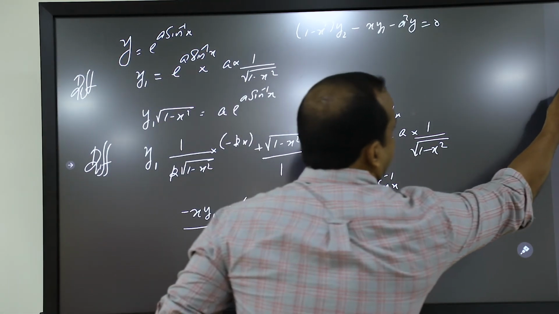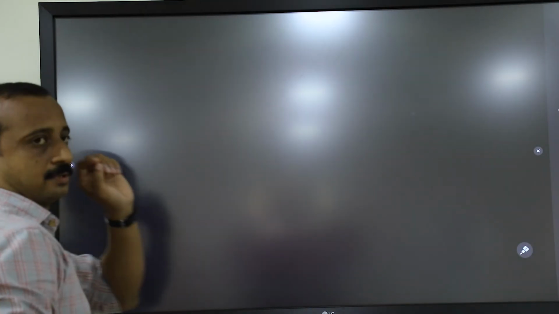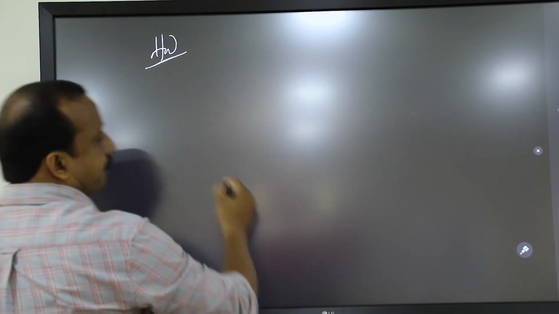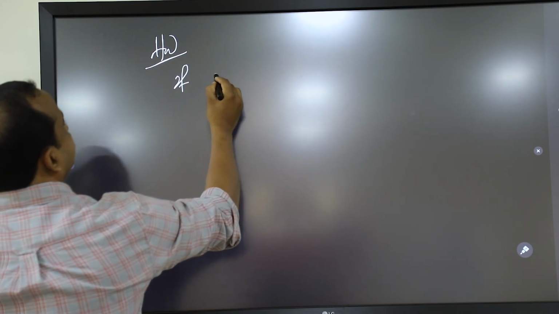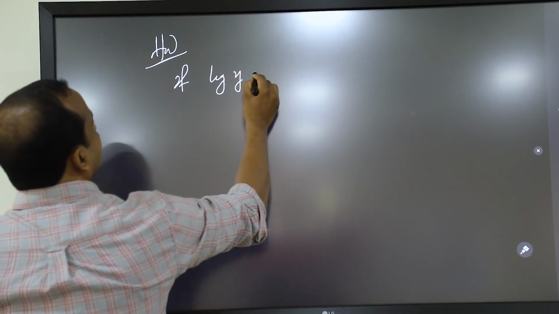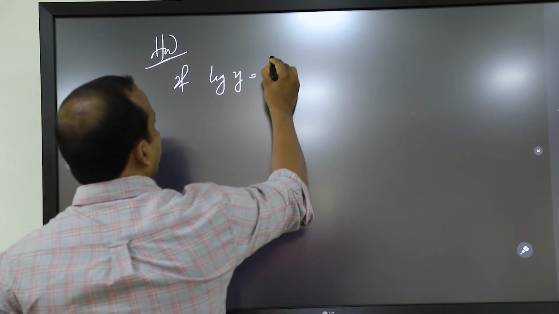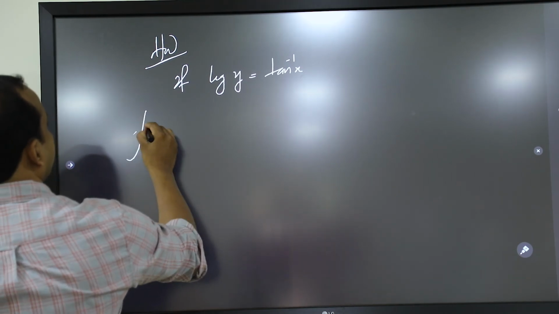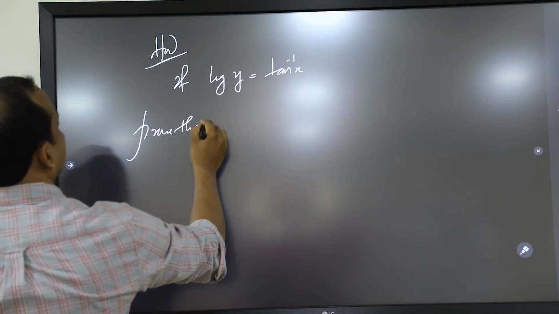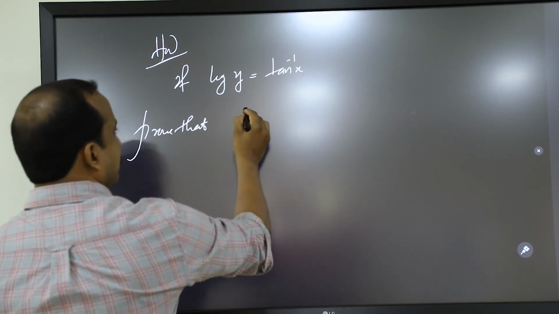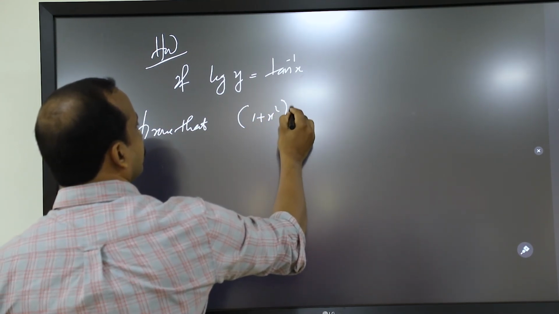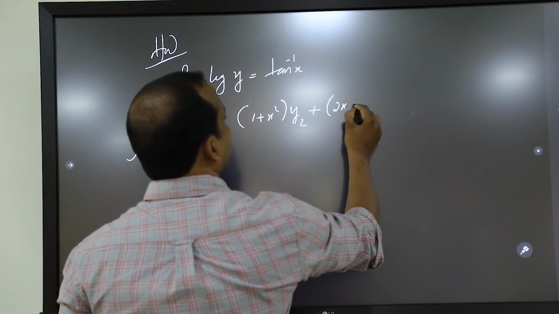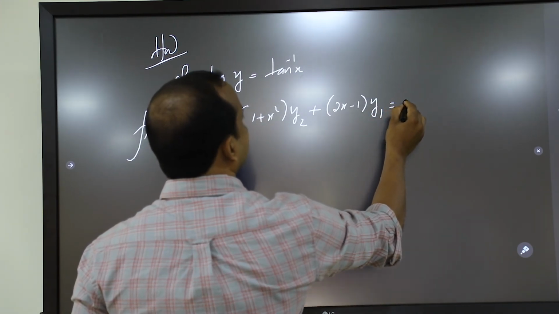Now I will do one more, as a homework question. Try to find the answer. Okay. If log y is equal to tan inverse x, prove that 1 plus x square into y2 plus 2x minus 1 into y1 is equal to 0.